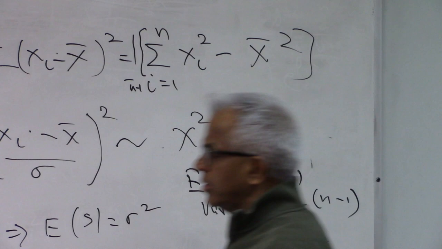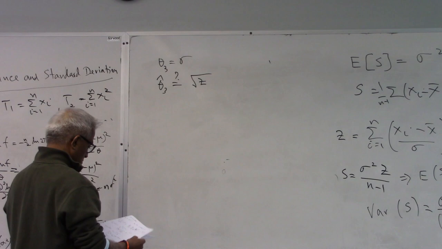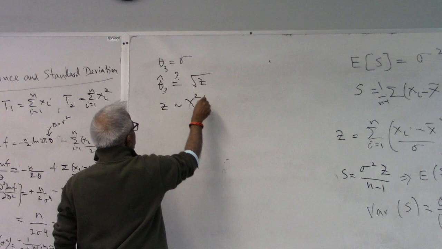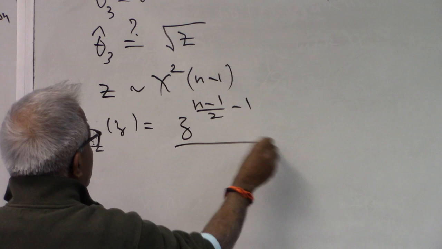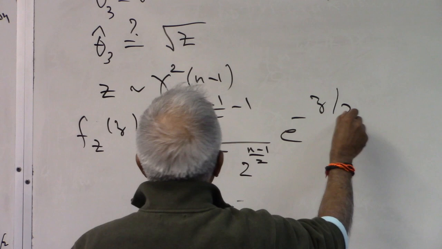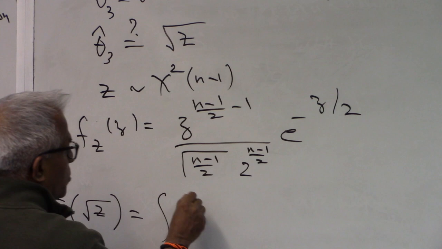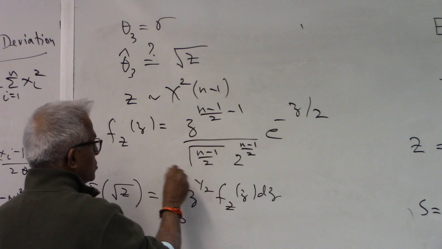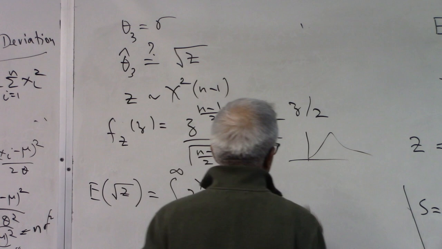So the density function of Z is, we'll see what happens, because that's a positive quantity, so I can certainly see what happens to the expected value of Z to the half. So that's going to be the integral of Z to the half multiplied by f_Z(z) dz. Z goes from 0 through infinity, because chi squared is like this, right?